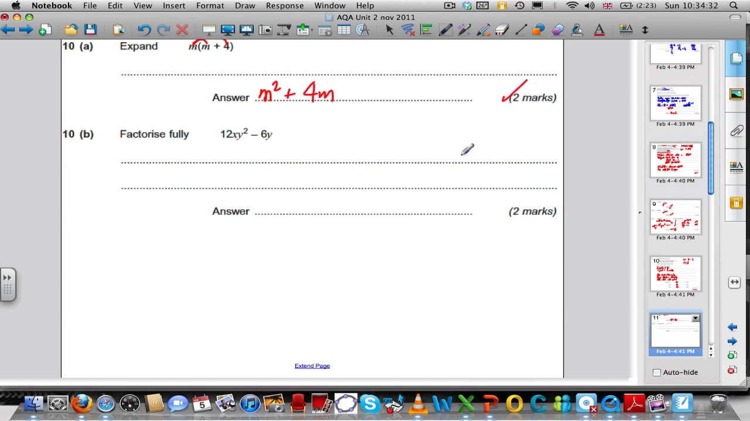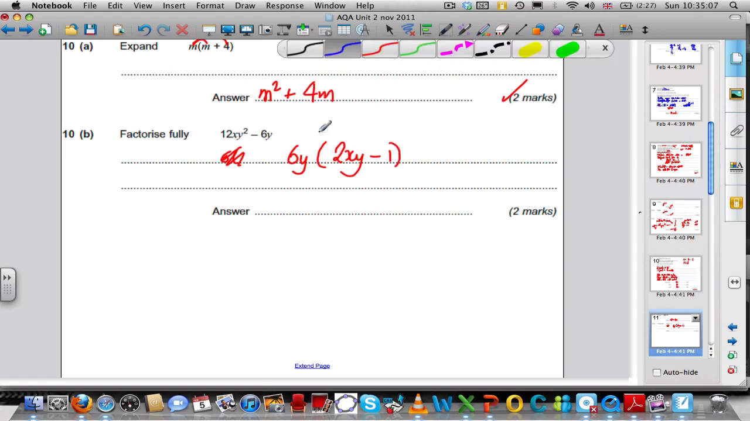Very, very straightforward. Factorise fully, we see these every year, 12xy squared minus 6y. What's the highest common factor of 12 and 6? It's 6. What's the highest common factor of x, y squared and y? Well, it's just a y, so we divide out by 6y. 12xy squared divided by 6y is simply 2xy, and 6y divided by 6y is 1, so we get subtract 1.